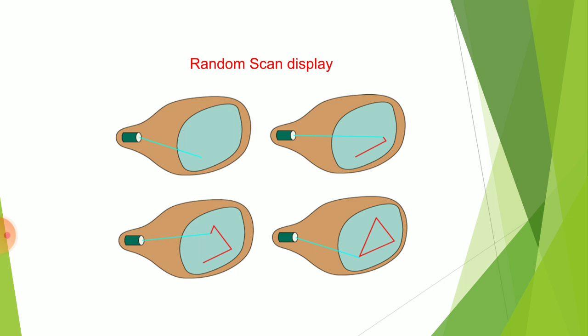In this picture, the electron beam is passed to the screen to create the first line, and again to draw a second line. To create a triangle in this method, 3 lines are created.